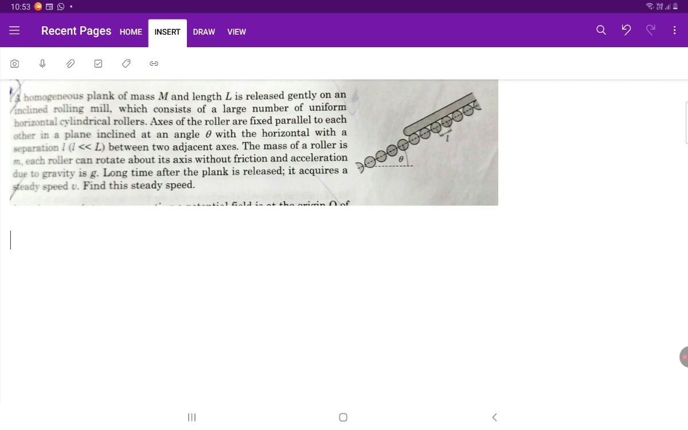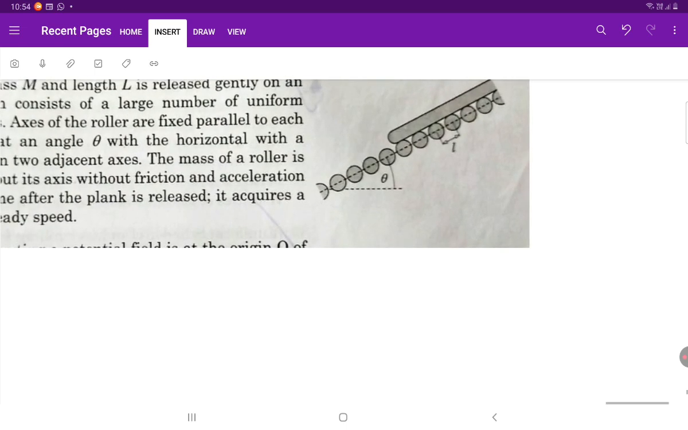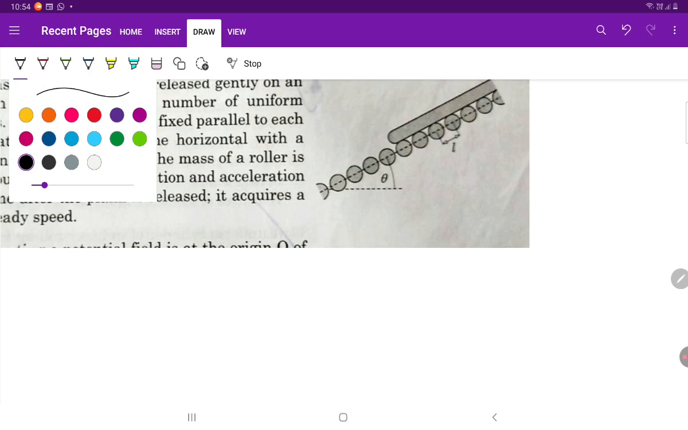And after a long time, the plank acquires a constant speed. We have to find this steady speed. It is also shown that there is a small gap between successive cylinders, right? This basically implies that whenever the plank is rolling on some cylinder, the cylinder with which it's not touching does not get affected.